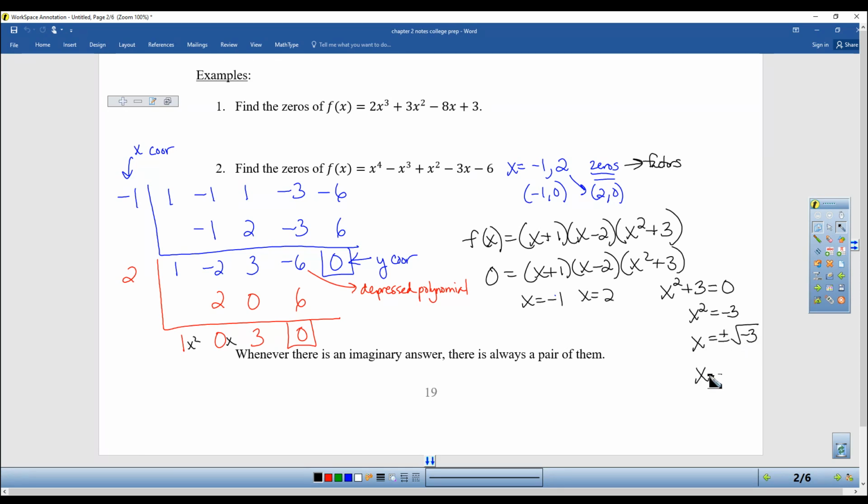Remember, you can't leave your answer that way. You must take out the i. So plus or minus i square root of 3. So the zeros are -1, 2, and plus or minus i square root of 3. So you always want to get as many as you can on the calculator. Then second step, use synthetic to reduce the polynomial to something that you can either factor or solve. Notice that when there's an imaginary 0, there's always a pair of them because of the plus or minus. It's always plus or minus i something.